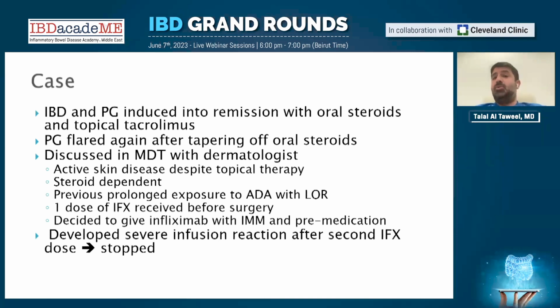So back to our case. The patient was actually discussed with dermatology, and we decided to start with oral steroids and topical tacrolimus and see how she does. Actually, both her IBD and her pyoderma were induced into remission with this therapy. However, after tapering off the oral steroids, the pyoderma flared again, and we invited the dermatologist to our MDT to discuss this.